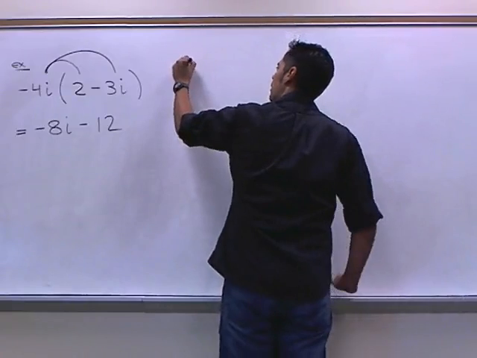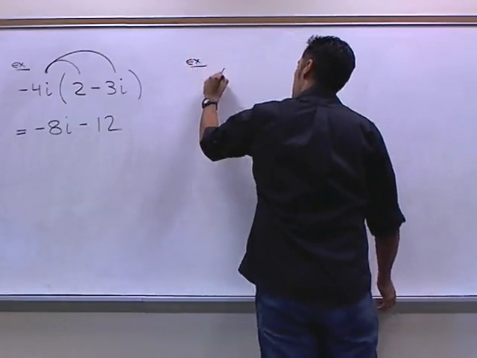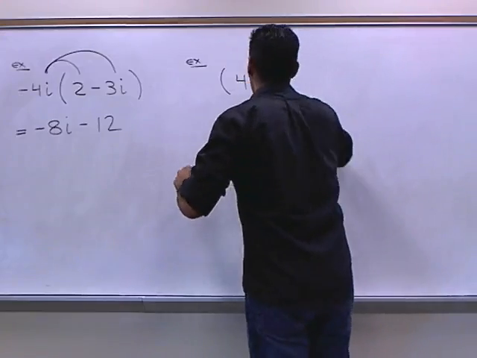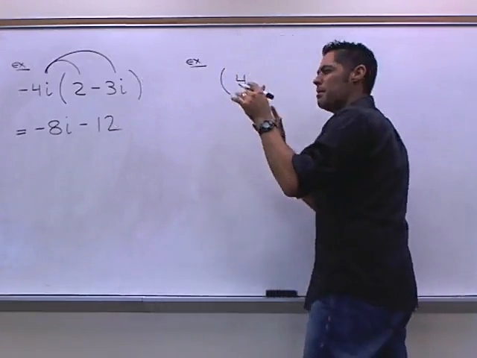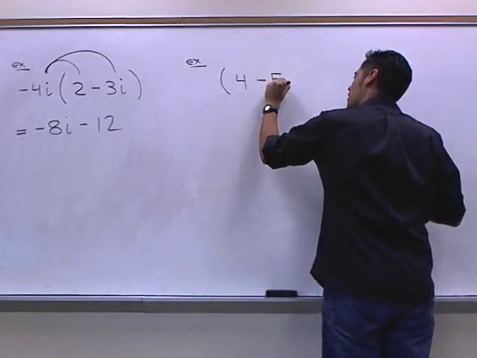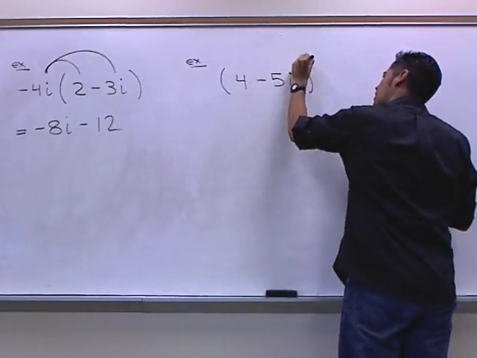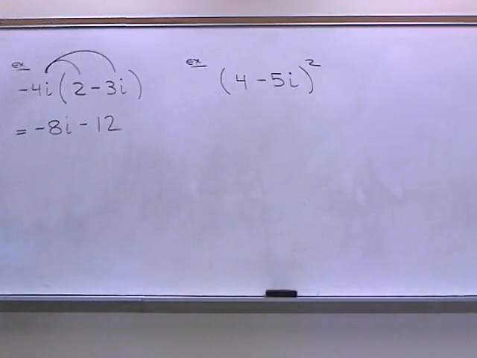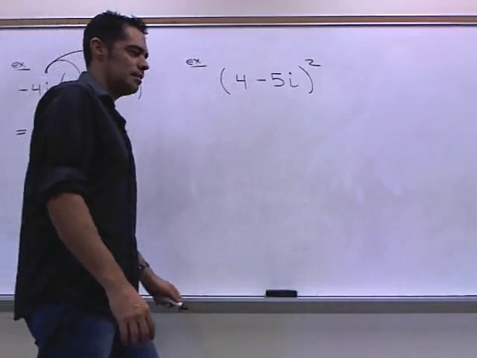How about this? See if you can get this one. 4 plus, I'll make it minus, just because I know you like the signs to be messed up, so I'm going to make it minus for you. 4 minus 5i squared. What does that mean? Be careful. Don't make the mistake.